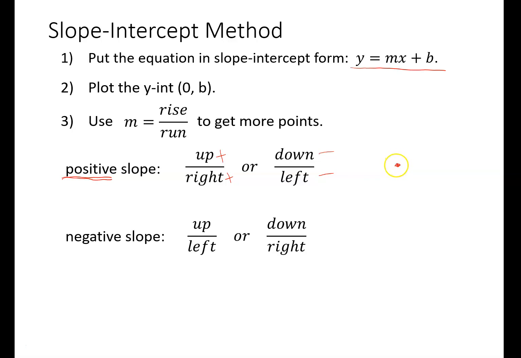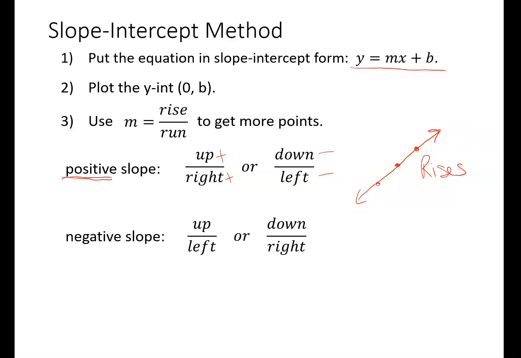If from that point I go up and right and put a point, or down and left and put a point, and then I draw a line, notice that the line rises. And when you have a positive slope, that's what the line does. It rises. So you can use that as a check.